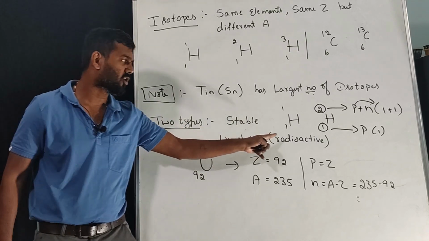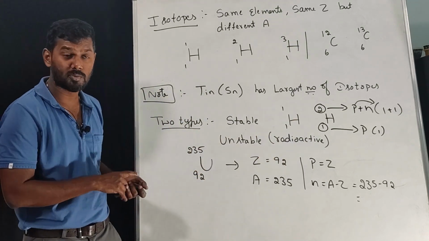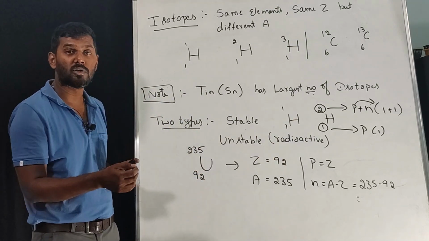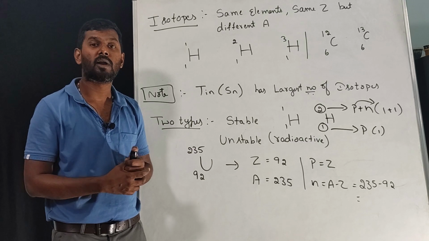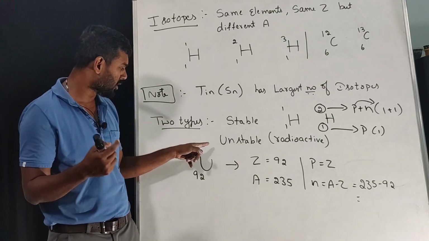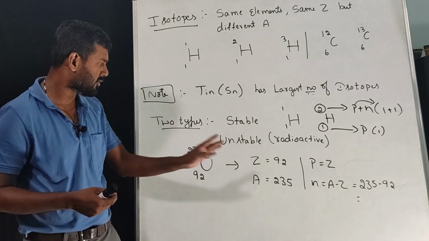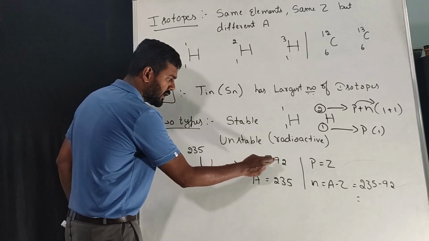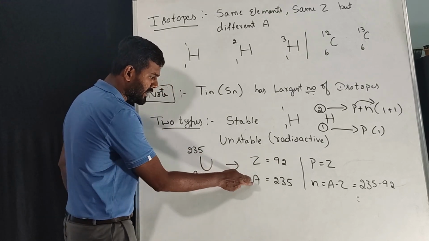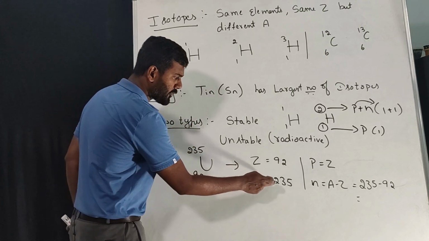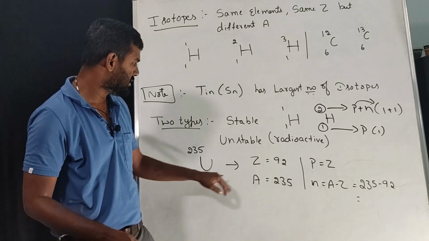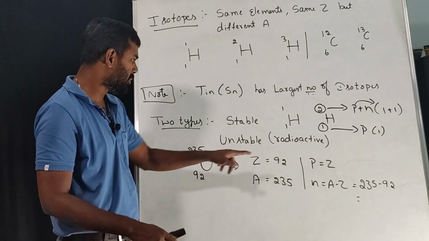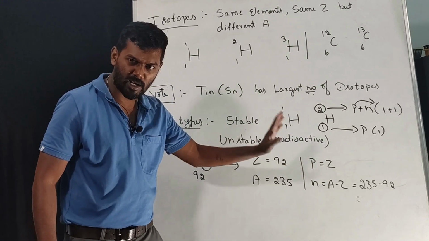Unstable isotopes are also called radioactive isotopes. Here the number of neutrons will be greater than the number of protons. I'll give you an example. Listen. Here this is the atomic number, that is nothing but Z. Z is equal to 92 and A, the mass number, is equal to 235. We know in Z we have only protons, so protons is equal to Z, that is nothing but 92.